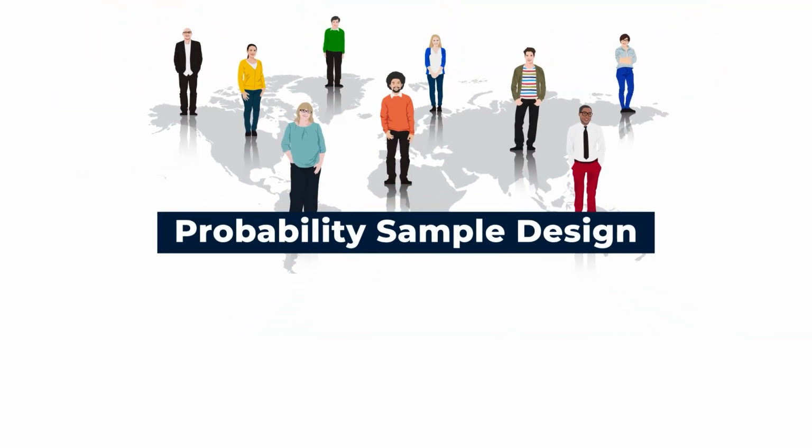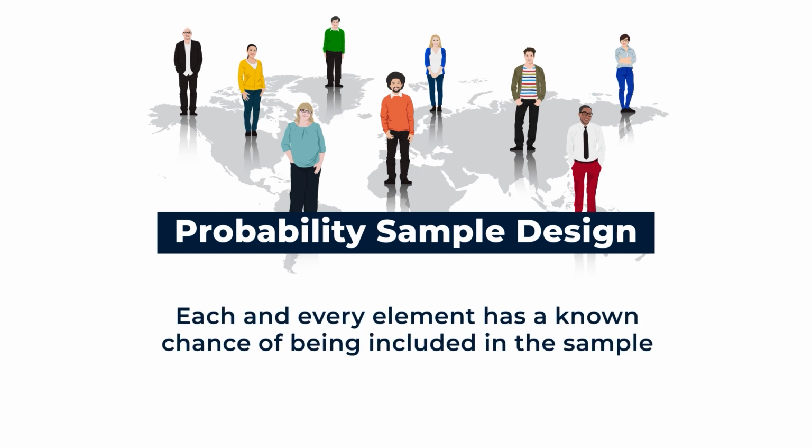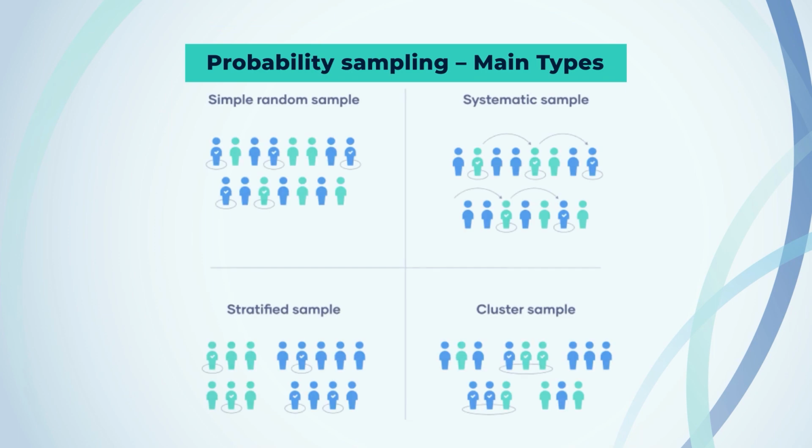Probability designs are actually used in conclusive research. And as I said, each and every element has a known chance of being included in the sample. So these are the main types. I've tried to give you a diagrammatic representation of a simple random sample, a systematic sample, a stratified sample, and a cluster sample. As we go through the description, it will be easier for you to realize the significance of these figures.